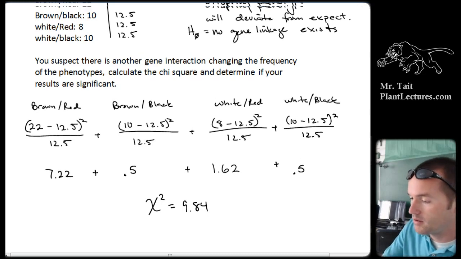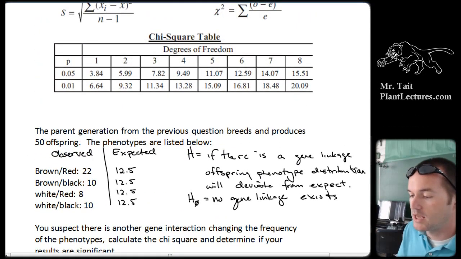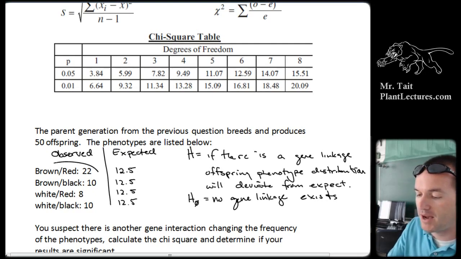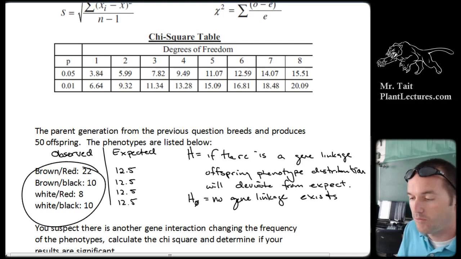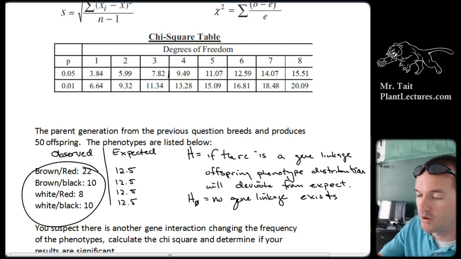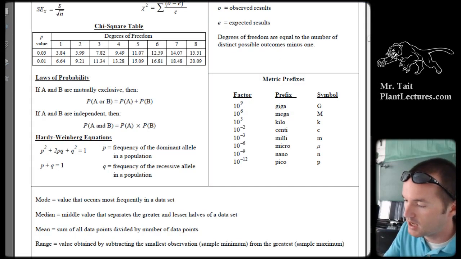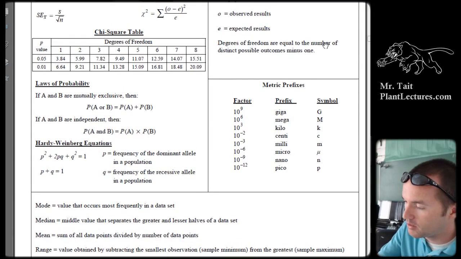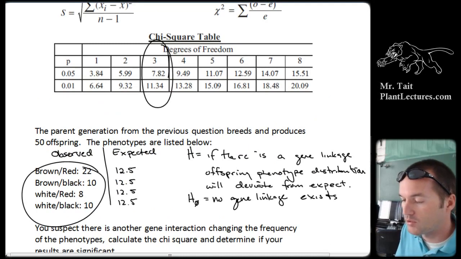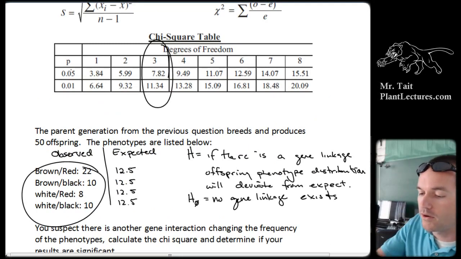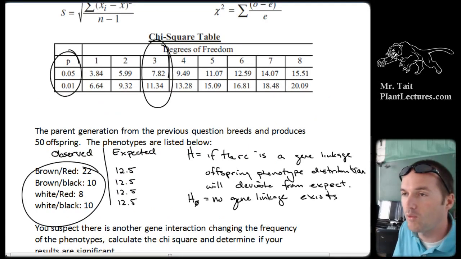So we go up here to our chi square table, and we got to find out how many degrees of freedom we have. How many possible choices are there? Four. So what's our degrees of freedom? 3. It's always one minus, and it actually says that on the formula sheet, right? It says degrees of freedom are equal to the number of distinct possible outcomes minus 1, right? So you don't need to memorize that. So 3 here, and then I gotta wonder if I should use 0.05 or 0.1.